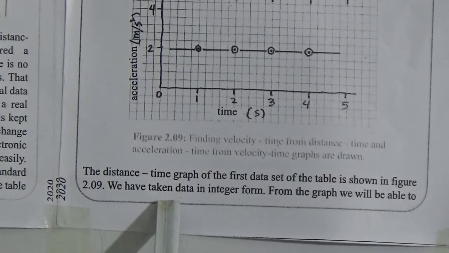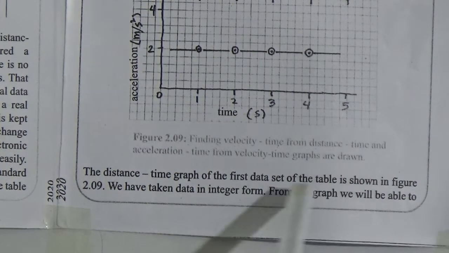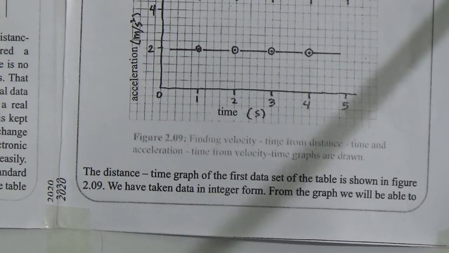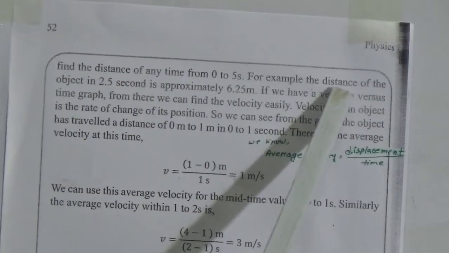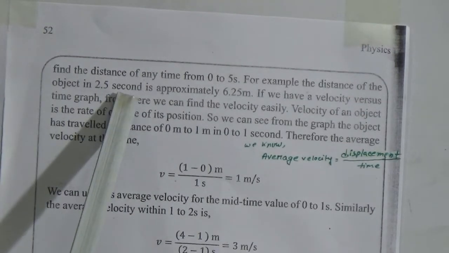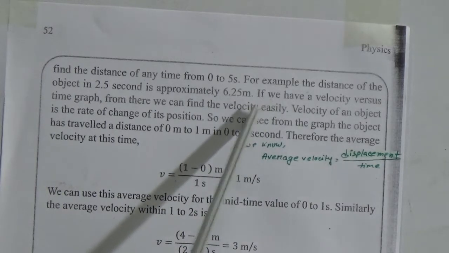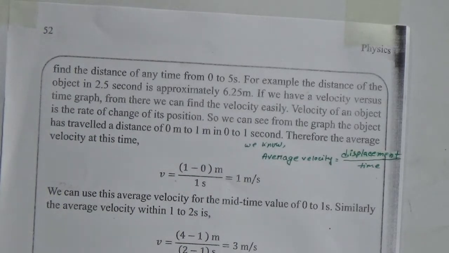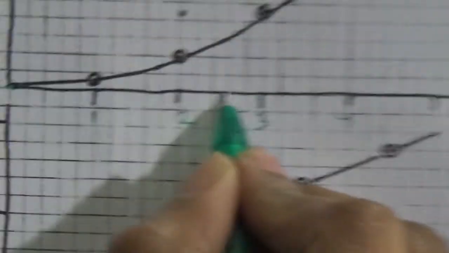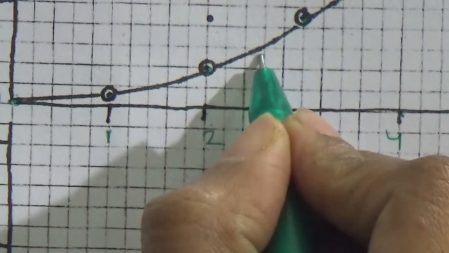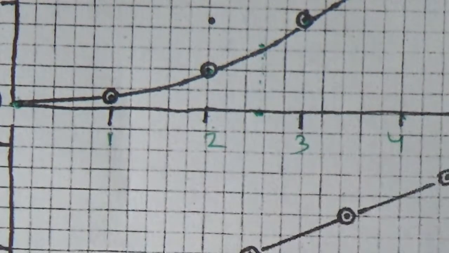Here we have taken data in integer form. From the graph we will be able to find the distance at any time from 0 to 5 seconds. For example, the distance of the object in 2.5 seconds is approximately 6.25 meters. Here, 2.5 seconds is between 2 and 3, and at this point we get approximately 6.25 meters.